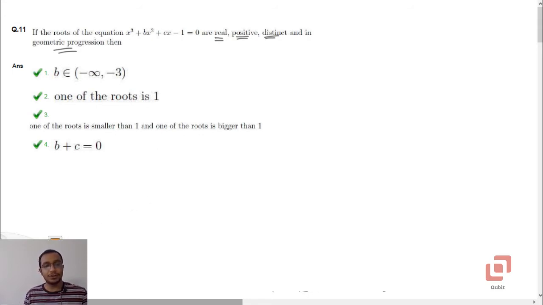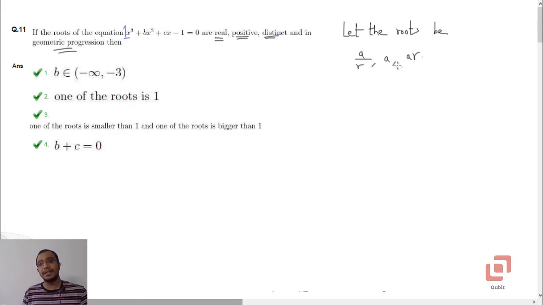Now the very first thing that you should observe here is that the coefficient of x cube, which is the largest degree term in the equation, is 1. So we can now apply the formulas which give us a relation between the roots of this equation and the coefficients. We are going to start by assuming the roots to be a by r, a and ar. This is typically what we do if we have numbers in the geometric progression and there are 3 in number. a by r, a and ar, where r is the common ratio and a is, you can say, the first term here.